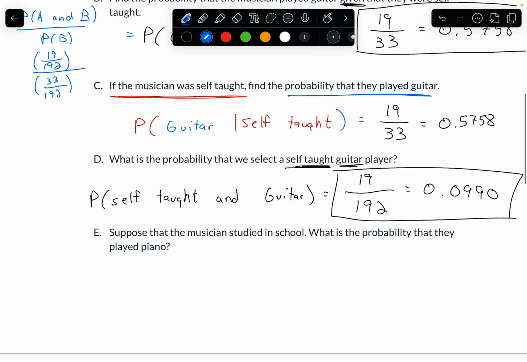Last question, let's take a look at one more here. Part E says, suppose that a musician studied in school. What is the probability that they played piano? So, okay, a different set of events that I'm considering. Again, I want to think about, what do I know? Do I know anything about this individual? Well, this says, suppose that they studied in school. I know that this person studied in school, which means that's my given. So, given that they studied in school, what is the probability that they played piano? So, I want to know the probability that they played piano if they studied in school.